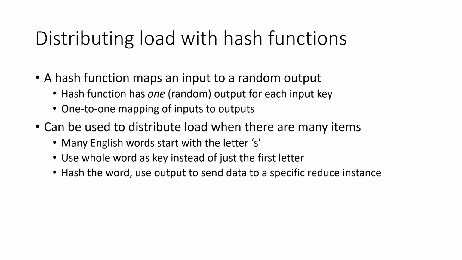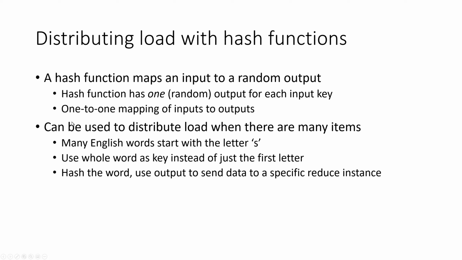A common approach to map input items to a compute instance is to use a hash function. So a hash function maps an input to a random output. So the hash function has one random output for each input key. So we give it, for example, an image, and it will give us a number. We give it a word, and it will hash the word and give us a number. And every time we give the hash function the same word, it will give us the same number. If we give the same image 2 times to the hash function, we're going to get the same output 2 times as well. A hash function provides a one-to-one mapping between inputs and outputs.